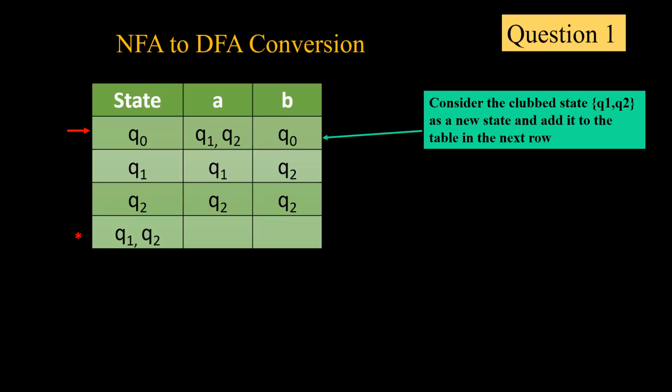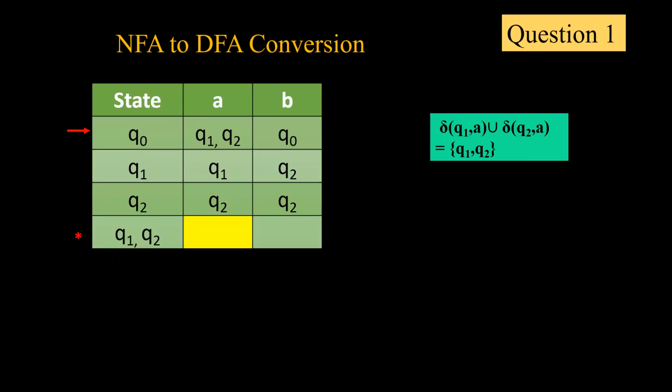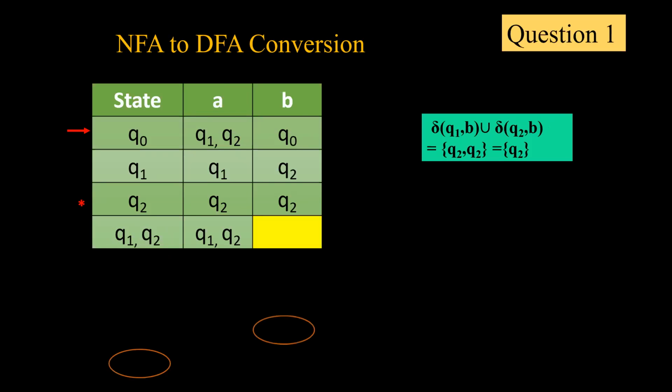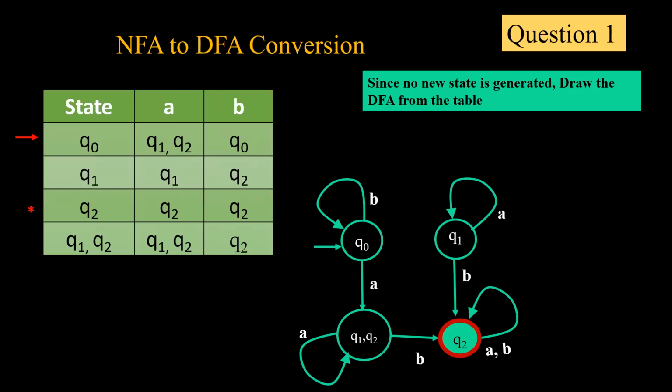Now, just by going through this table, I see that I have one new combined state, that is Q1, Q2. So I'll put that Q1, Q2 as a single combined state in the table, and I will consider this as a new state, that is the fourth state. Now I will find Q1, Q2 on A. Q1, Q2 on A is Q1, Q2 itself. So I'll write Q1, Q2. Q1, Q2 on B is only Q2. Now since no more new states have been generated, that means I have converted my initial NFA into a DFA.